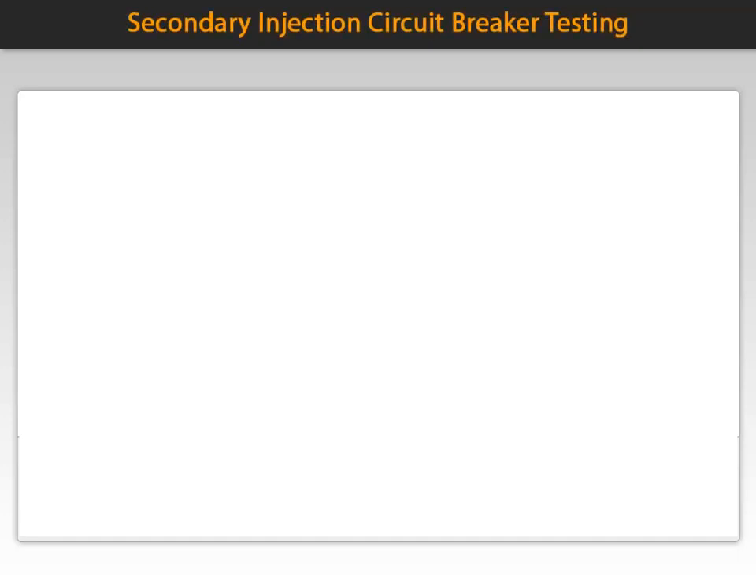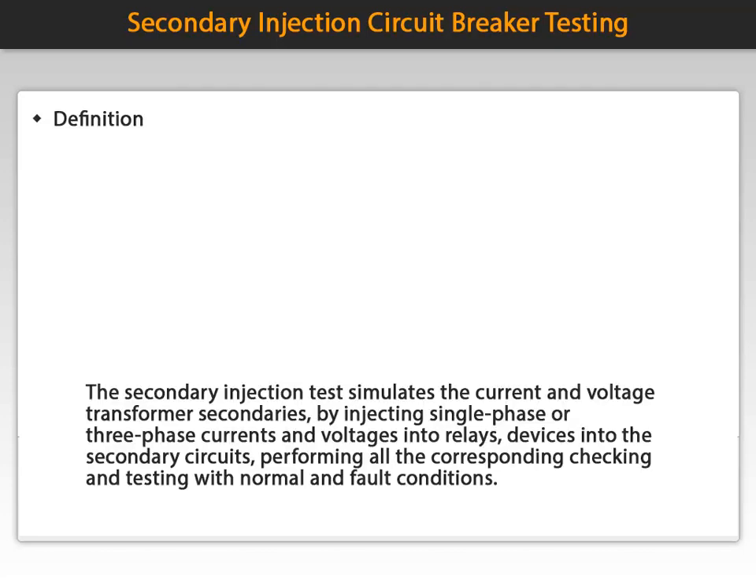Secondary injection tests check the functionality of the trip circuitry. The process can be described as follows. The secondary injection test simulates the current and voltage transformer secondaries by injecting single-phase or three-phase currents and voltages into relays, devices into the secondary circuits, performing the corresponding checking and testing with normal and fault conditions.